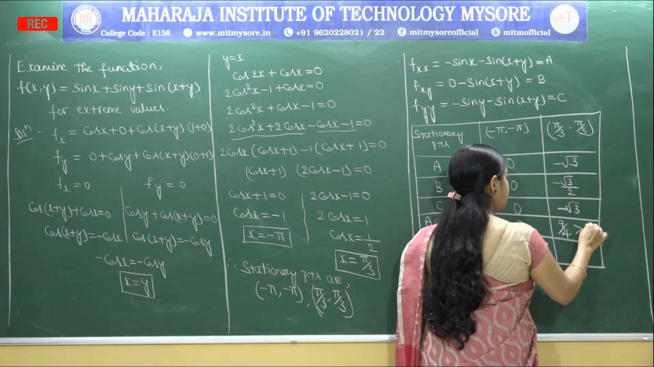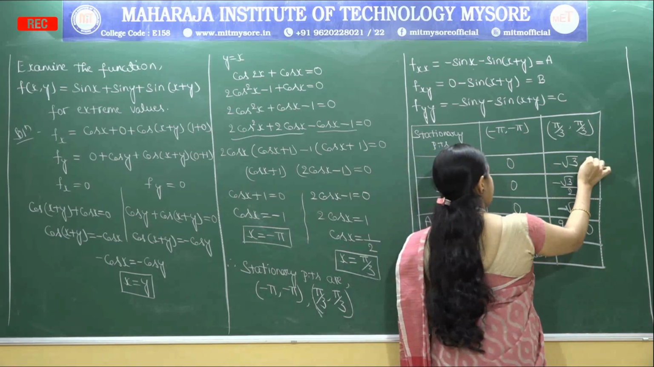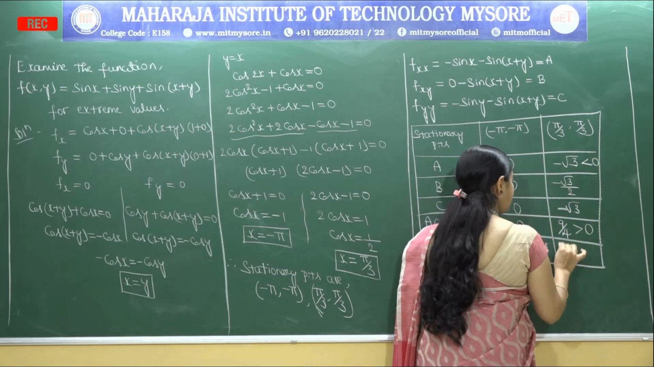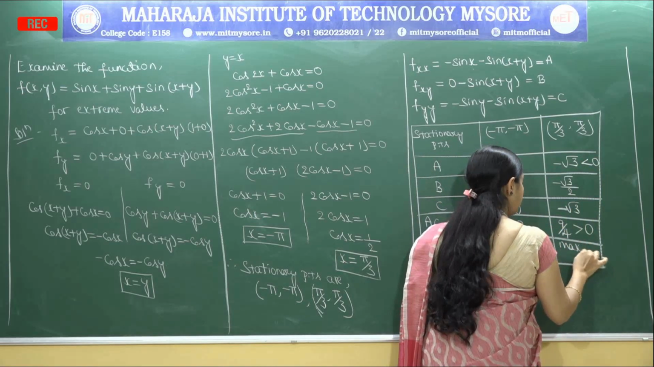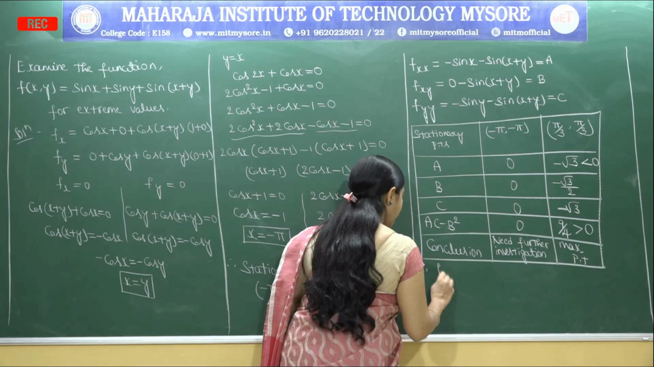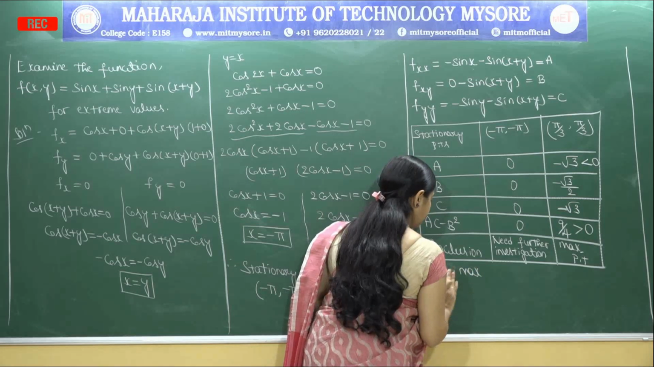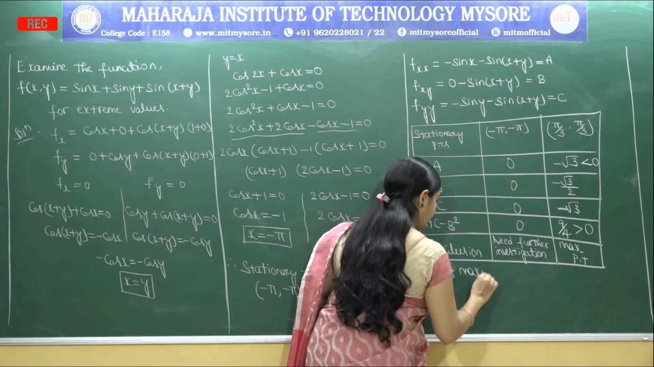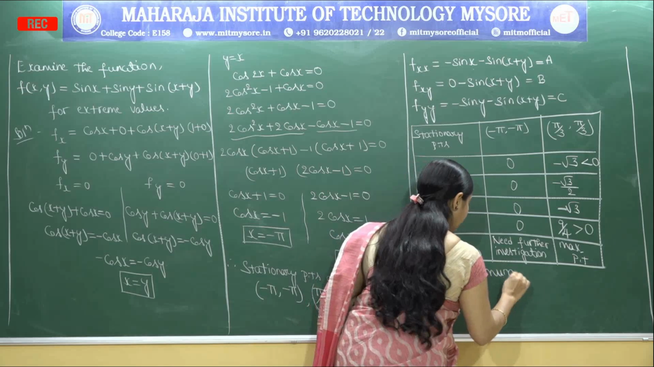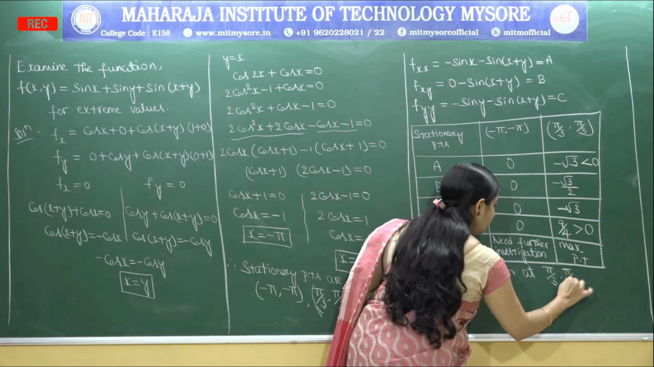Since AC minus B square is greater than 0, and A is less than 0, the given function is maximum at this point. Therefore, at last you write, therefore f is maximum at pi by 3 comma pi by 3.